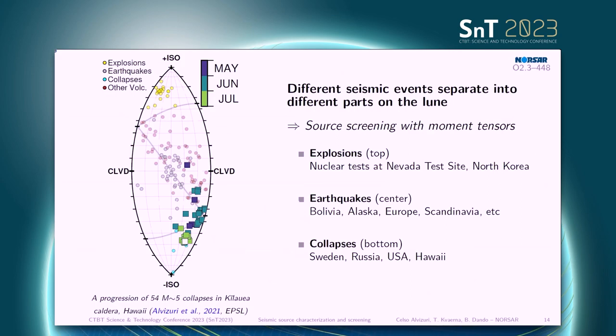Here I'm showing a sequence. I'm showing the Sweden event, the Russia, the USA event, and also a sequence of events that occurred in Hawaii, in Kilauea. This is during a volcanic event in Kilauea. For details, please check out the paper at the bottom. This was published in PSL, but essentially it follows a progression of 54 magnitude 5 collapse events in Kilauea.